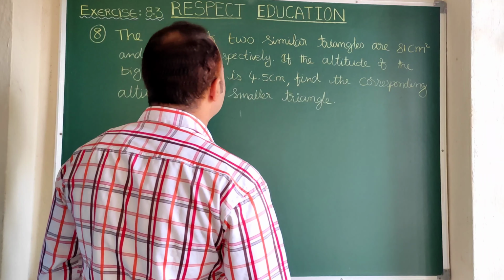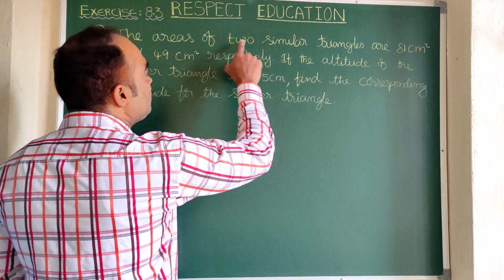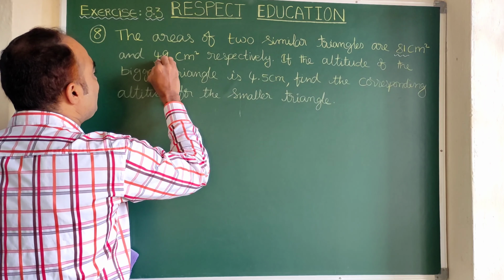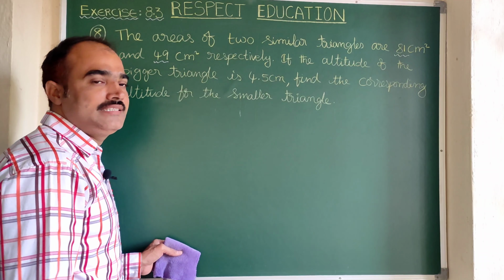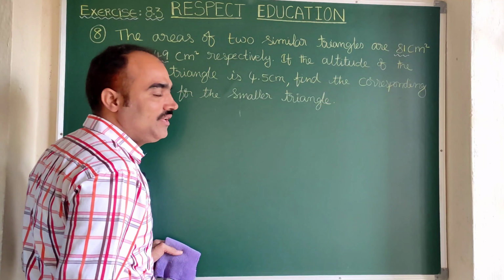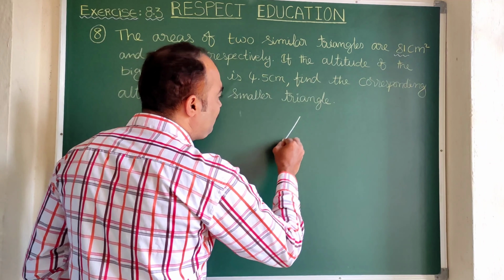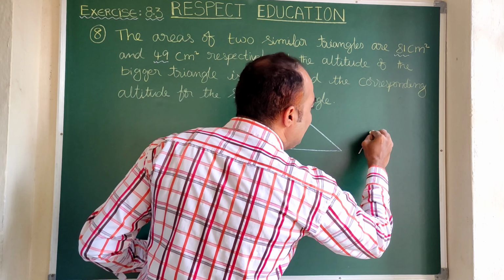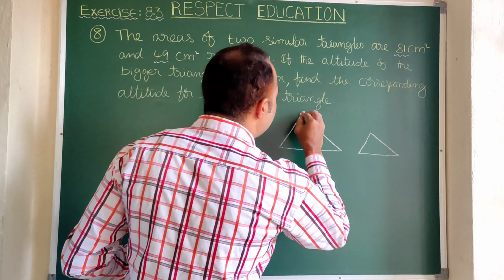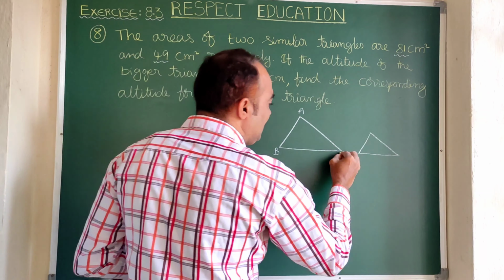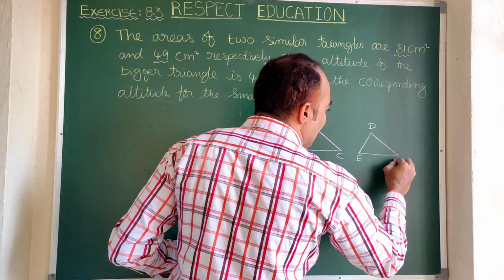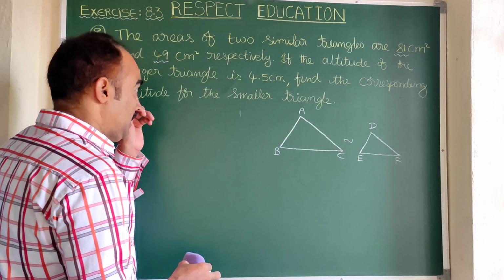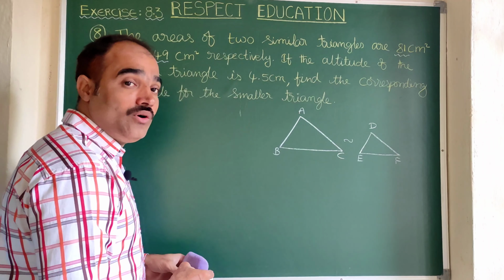So here let us draw a suitable diagram for this question. The areas of two similar triangles are, first one 81 centimeter square, second one 49 centimeter square. Clearly it indicates that the first triangle is the bigger one. So let us draw two triangles and name them ABC and DEF, given that these two are similar. The areas are given as 81 cm square and 49 cm square.